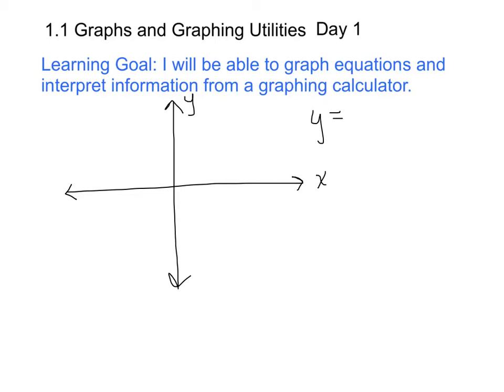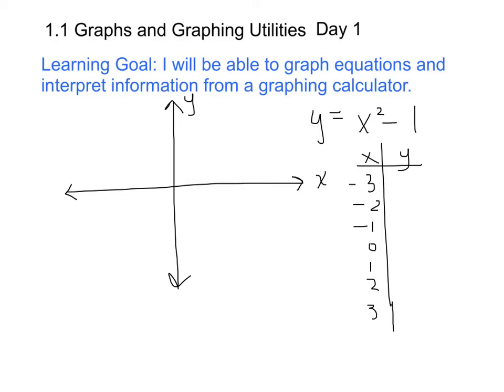And let's say we had x squared minus 1. And they'll tell you what they want x to be. So let's say they want x to be -3, -2, -1, 0, 1, 2, and 3. And so what you would do is plug those values into your equation.